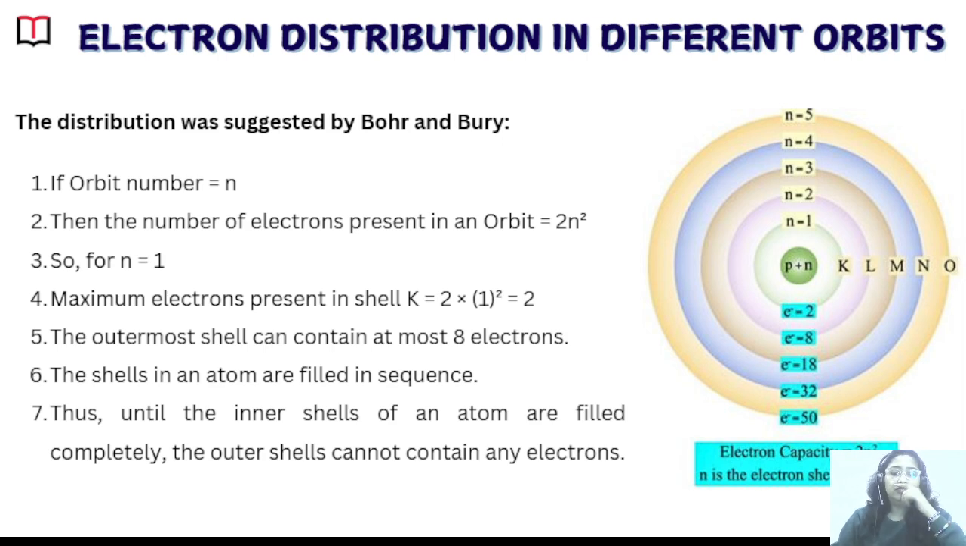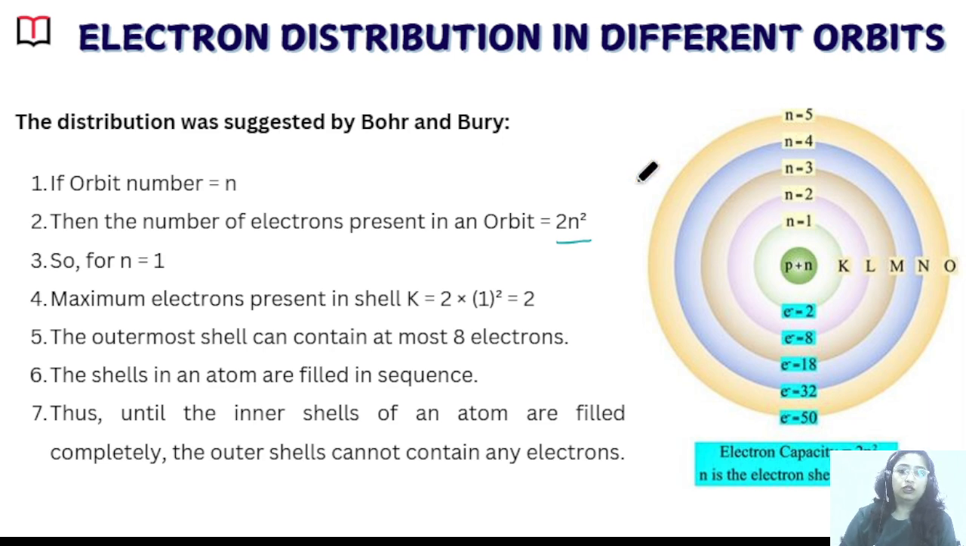Now, there is another thing which is called the Bohr-Bury scheme. Bohr and Bury were two scientists and they worked out how many electrons can be present in one orbit. For that they gave a very easy formula: 2n². Here, n represents the orbit number.